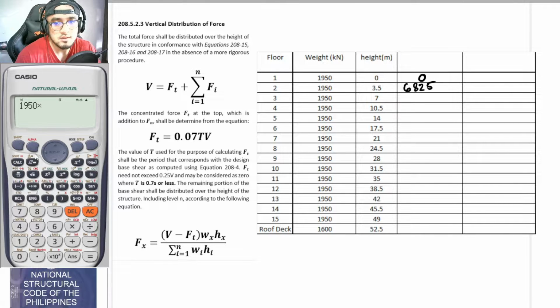I would just be typing 1950 times alpha x, then pressing calc every time. So calc 3.5, that is 6825. Calc, what is the value of x? That is 7, so this is now equal to 13650. And if I click calc again, then type 10.5, which indicates 10.5 here, equals 20475. Then I will be proceeding to all of the floors.